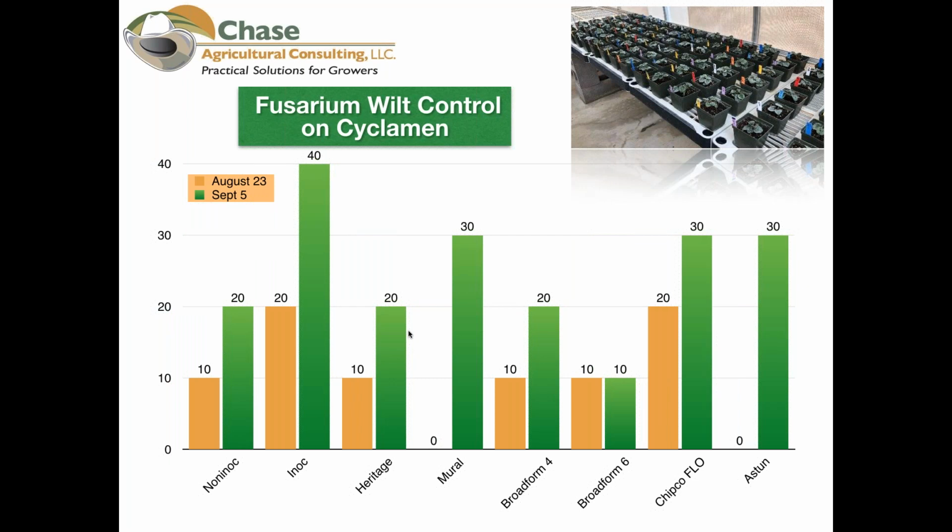You have to do the trial long enough. The disease just kept going. By the end of the trial, we had lost 40% of the inoculated ones and 20% of the Heritage treated. So you really have to make sure that you look at long enough trial data.